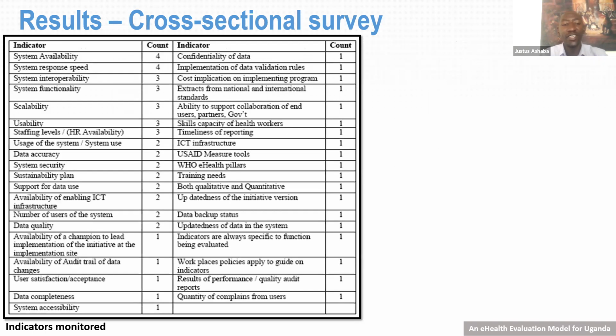So looking at some of the indicators that we found implementers were monitoring, whenever they would implement these tools, they would look at such indicators or areas where they would really measure progress. They would look at system availability, response speed, if the system is working, functionality, how people are using it. When you look at these indicators critically, you realize they are all focusing on the functioning of the system.